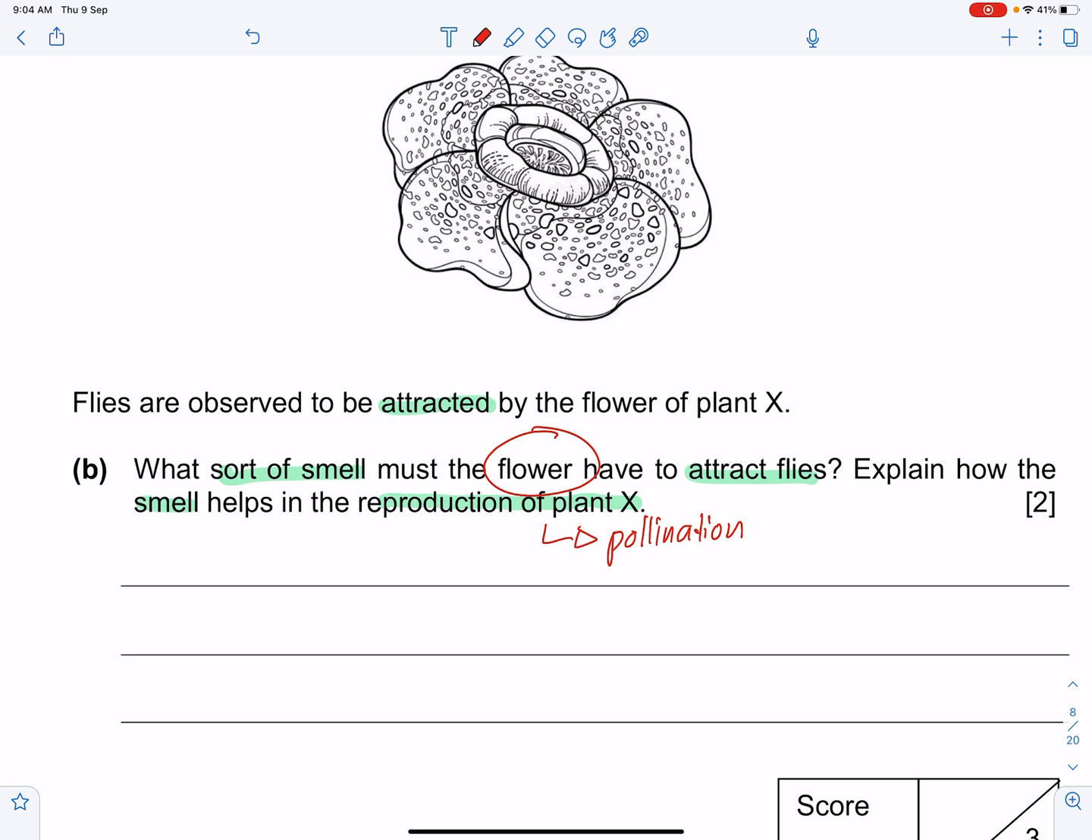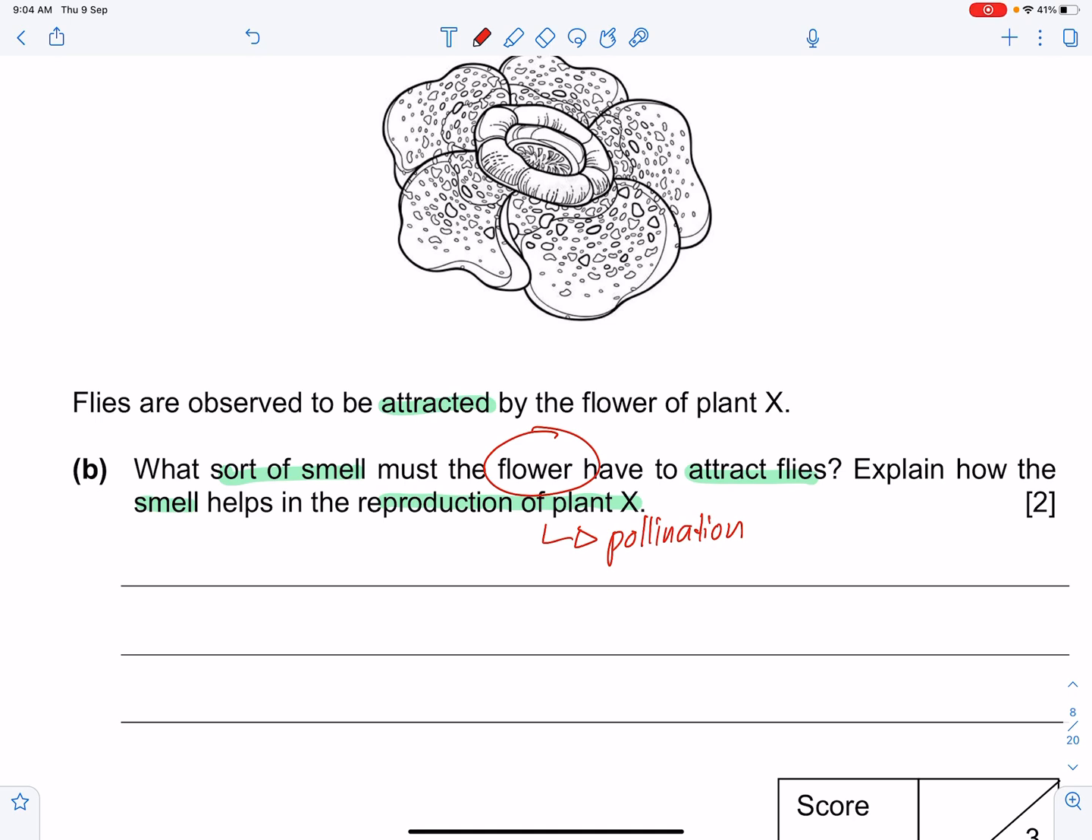But no, you choose to say things like, oh, pollen grains will stick onto the body of the fly and the fly will go to another flower. But that's not pollination. The fly going to another flower is just the fly going to another flower. So the pollen grains never land on the stigma. You never tell me that, which is the definition of pollination. Okay? So, how would your answer look like?